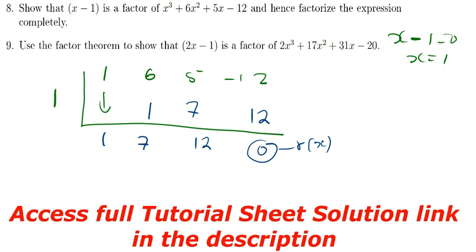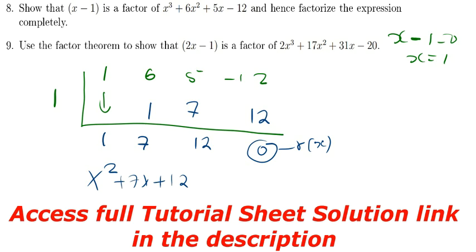Now the question is, we want to show that when the remainder is 0, it means that it is indeed the factor. So you say the remainder is 0, therefore x minus 1 is a factor of this. Done. Then now we want to factorize completely. Factorizing now, this will carry x, so it's 1x squared, which is just x squared, plus 7x plus 12.